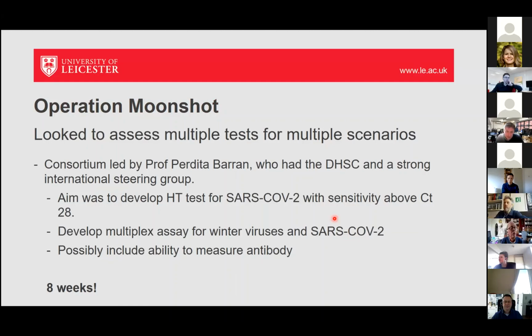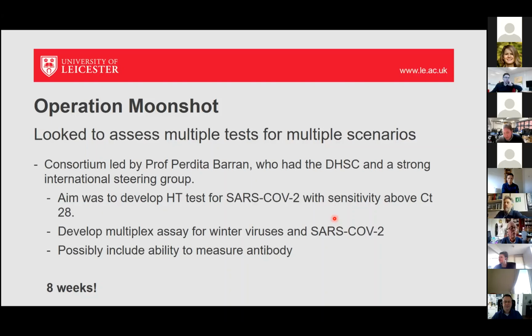So this consortium was led by Purdy Barron in Manchester, who has done an amazing job with this. The UK government's Department of Health have funded it, and we had a strong international steering group with, I think, Jennifer Van Eyck on it, Martin Danen on it as well. And we had 3 central objectives.